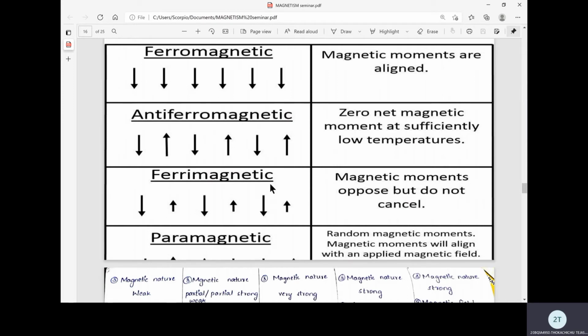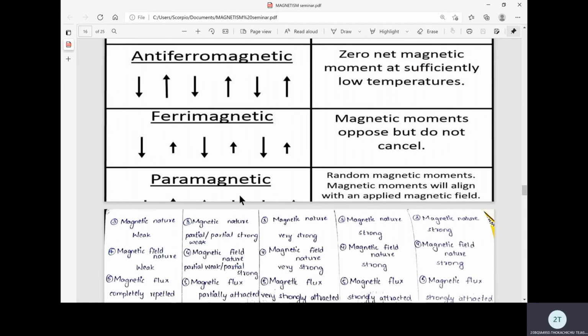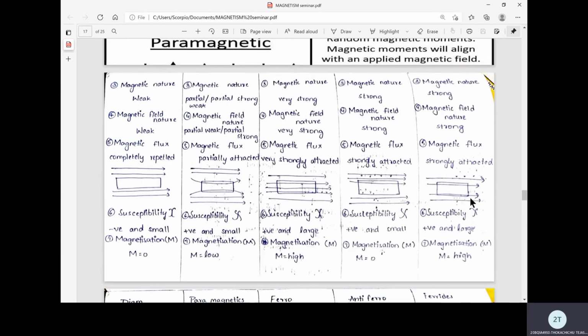While in ferrimagnetic materials, magnetic moments oppose, but they do not cancel because we can clearly see here these are of different magnitudes. And while in paramagnetic materials, random magnetic moments occur, while the magnetic moments will align with the application of a magnetic field as we've seen before.